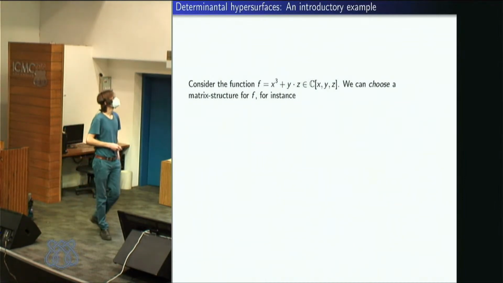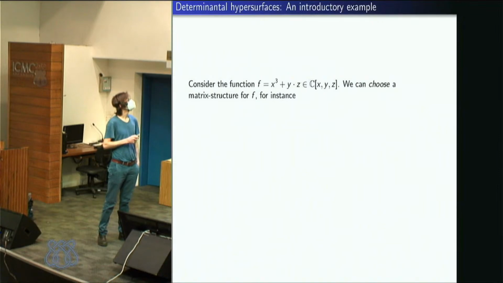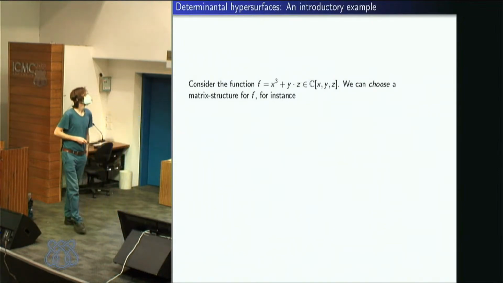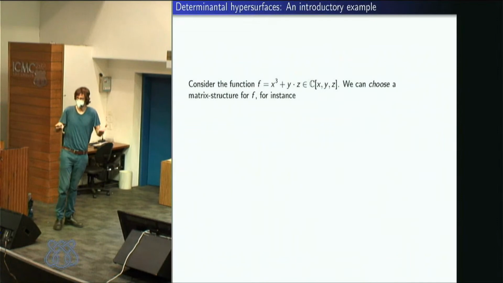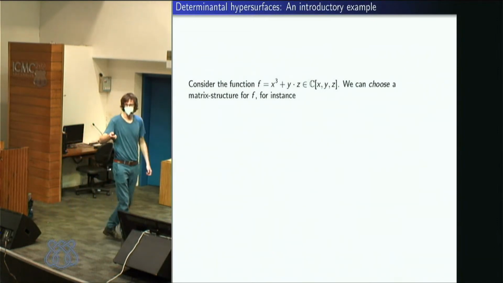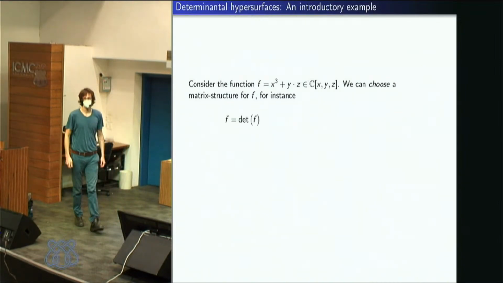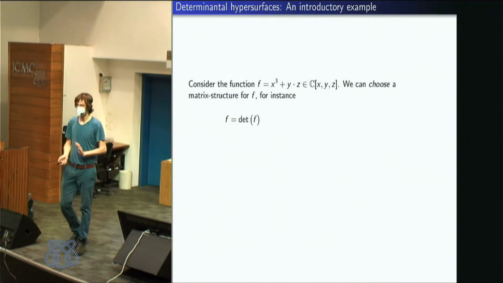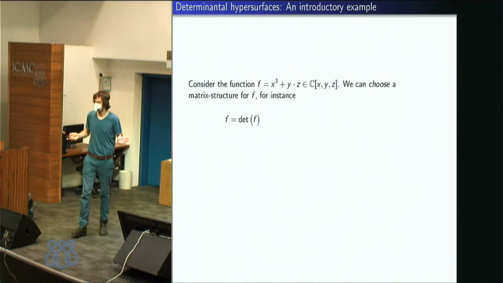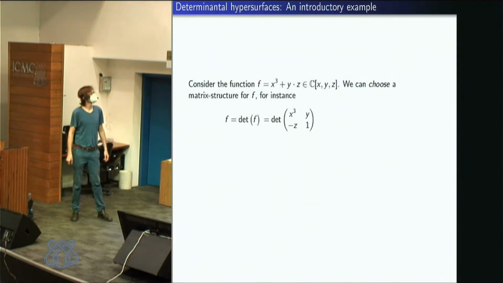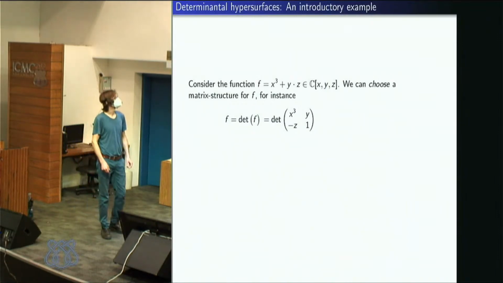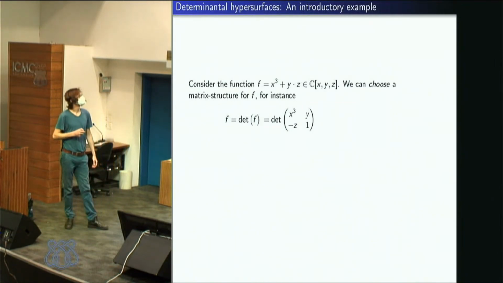So consider the function f. This is the well-known A2 singularity, right? And then, if we want, we can choose a matrix structure for that. And we've been occasionally discussing this already the last few days. For instance, we could write f as the determinant of a 1-by-1 matrix, which is a rather boring matrix structure. We could also write it as the determinant of this matrix, but then this is in a certain sense not minimal because we have this unit entry here.